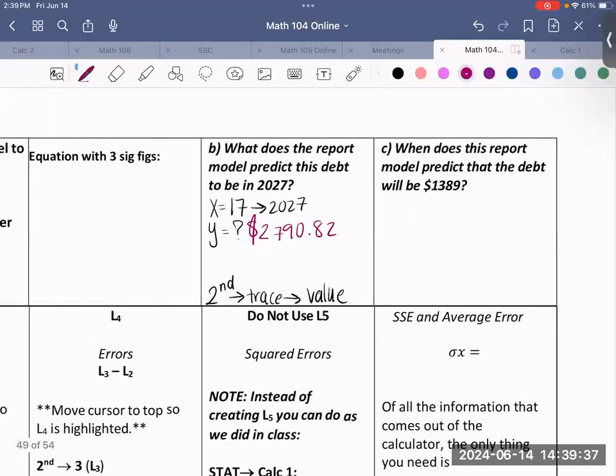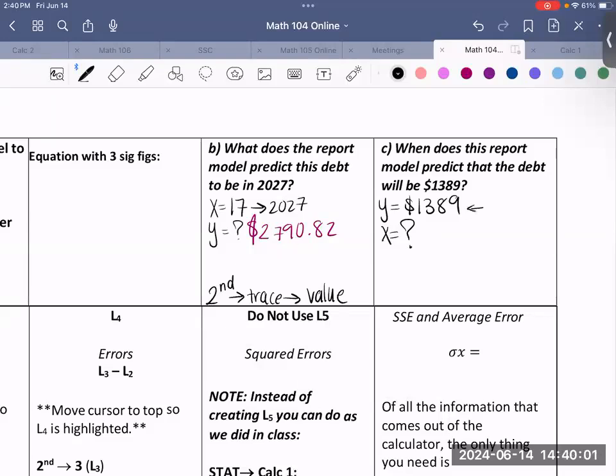Now, when does this model predict that the debt will be $1,389? So Y is now given, and we need your X value. So go ahead and pause the video. We've done this one so many times, just now a different process of getting there.